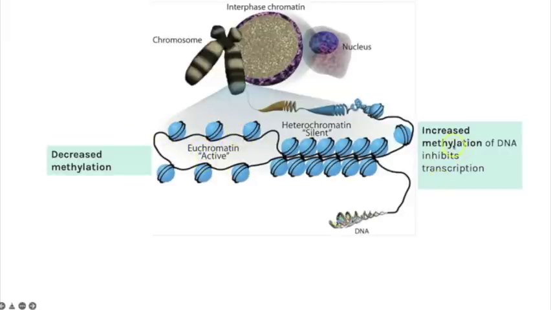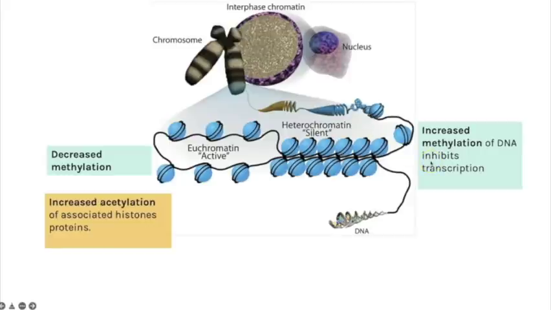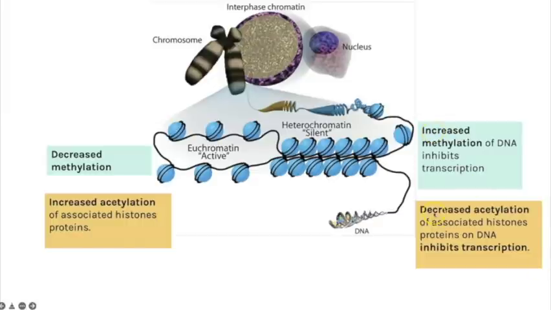If you had lots of methyl groups bound, so increased methylation of DNA, that results in the DNA and the histones tightly coiling up and the transcription factors can't bind, so transcription is inhibited. If you have increased acetylation of associated histone proteins, again, that would result in the less tightly coiled active euchromatin, so transcription can occur. But if you have decreased acetylation, you have heterochromatin, which is when all of the DNA and histones are tightly coiled, so the transcription factors cannot bind, and therefore transcription is inhibited.